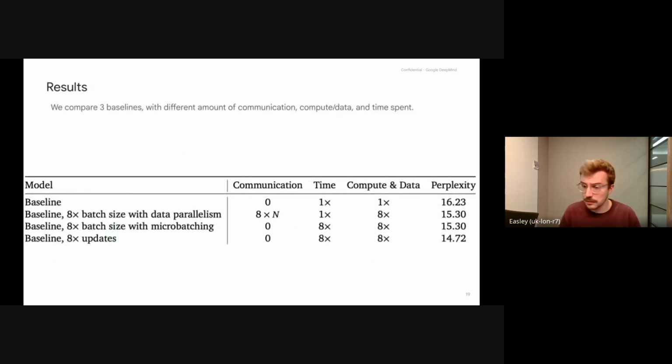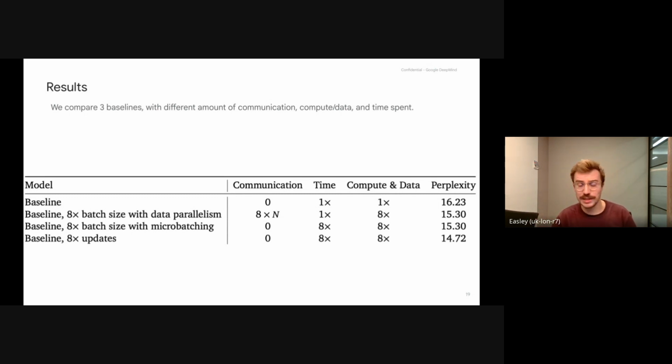So that's the method. The method is fairly simple, and despite that, fairly powerful. We compare it against three baselines with different amounts of communication, compute, data, and time spent. For simplicity here, we assume that we have 8 devices. These devices could be either collocated or not. The baseline is only with one device, so there is no communication as it's only one device. It uses one time the compute, one time the data, and a certain amount of perplexity, which is a measure in language modeling. You want to reduce the perplexity in order to get better.